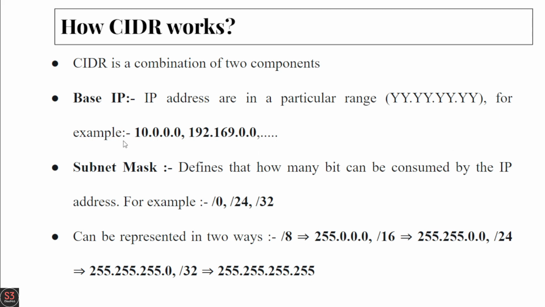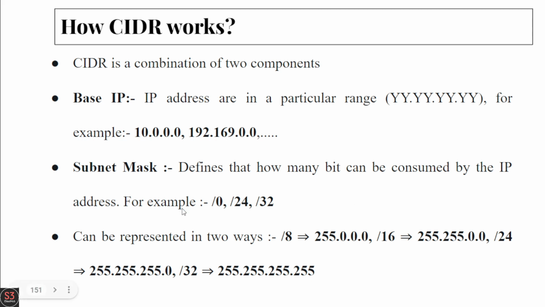For example, we can have 10.0.0.0 as one range, and we can have 192.169.0.0 as another range. We can have many more different ranges in the base IP. But the subnet mask is very important because it defines how many bits can be consumed by the IP address. For example, we have different subnet masks such as /0, /24, /32, and many more.